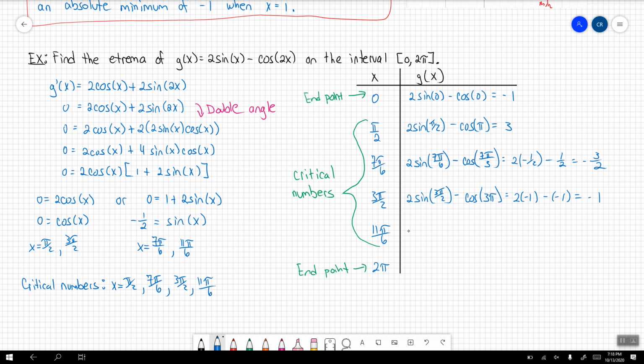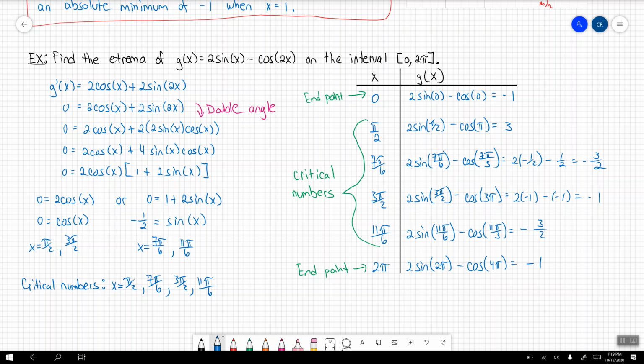Finally, 11 pi 6. So this is 2 times sine of 11 pi 6 minus cosine, remember 2 times that argument, which will be 11 pi thirds. I'll let you work on this one, so please put pause on the video, work it out. Try to work this out without a calculator. Try to rely on your unit circle. So put pause and give that a shot. When you come back, both of these last two are going to be done. So again, please put pause on the video now.